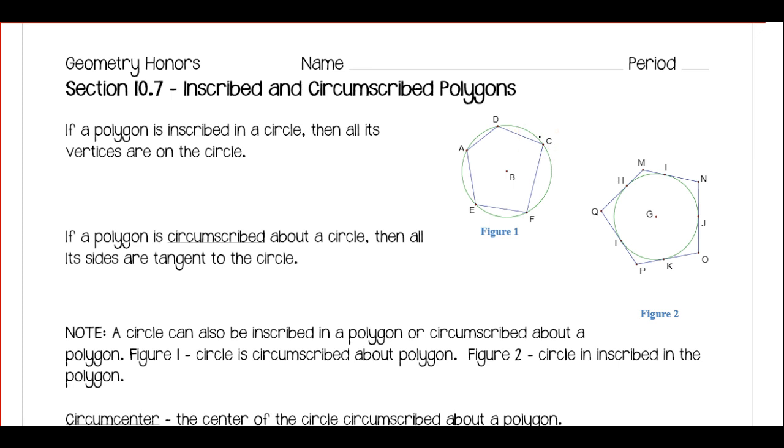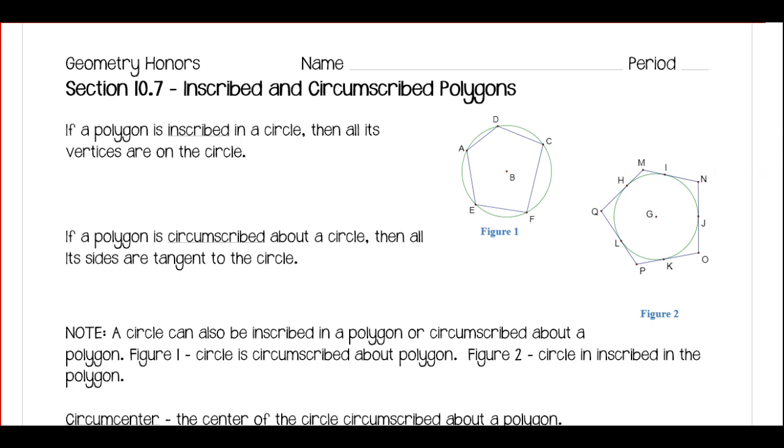Now, if a polygon is circumscribed about a circle, then all its sides are tangent to the circle. So a little bit different. Let's look at figure 2. You can see points H, I, J, K, and L. Those points are all points of tangency, or points of contact. So the polygon is circumscribed about the circle.